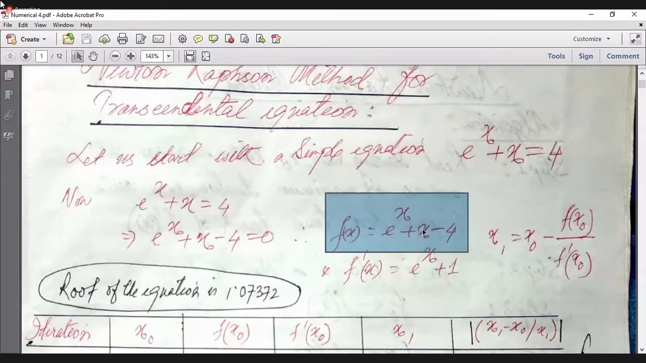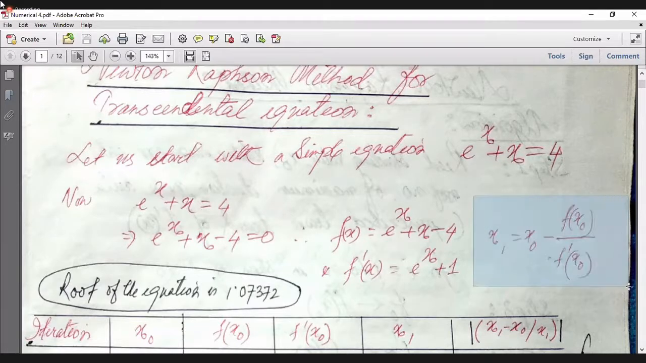So using the Newton-Raphson method, we need to find the differentiation of the given function. To find the differentiation, we calculate like this. For e to the power x, it remains as it is. For x it is 1, and for the constant it turns out to be 0. And this is the formula for the Newton-Raphson method.